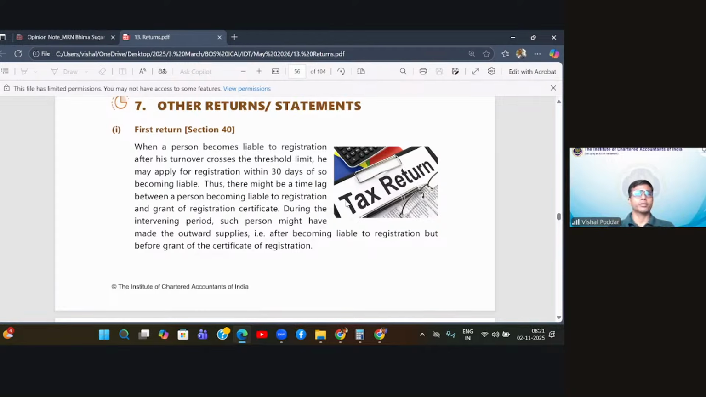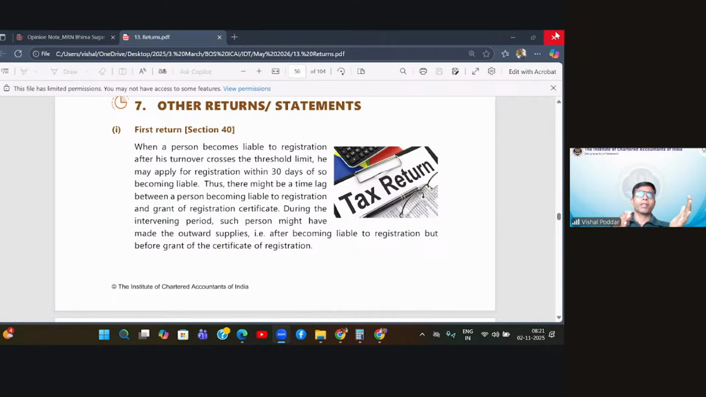So till now I was unregistered because my turnover was below the threshold. On 10th of October, I crossed the threshold. Now the law provides me 30 days to apply for registration. So let us say I apply today. So 10th October, I crossed the threshold. 2nd November is well within 30 days.